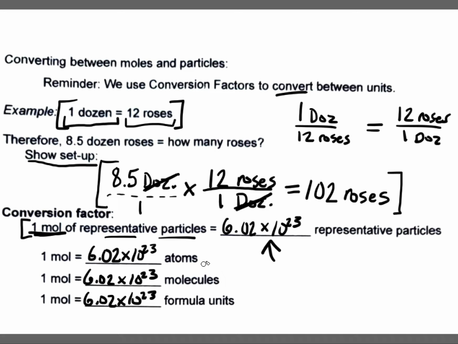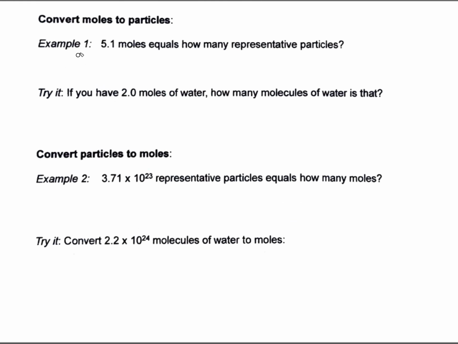Whether you're working with atoms, molecules, formula units, we could be working with baseballs, eggs, it doesn't matter. If I have a mole of them, this is the amount that I have, okay? So let's look at doing a couple more examples here. So let's say that we have 5.1 moles of something. How many individual particles of that substance do we have?